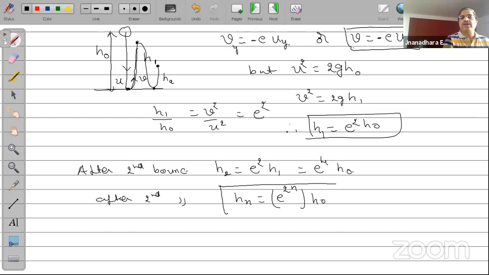So it will keep coming down as it proceeds. Remember, e is a value between 0 and 1, it's a fraction. So h2 will be lesser than h1, and h1 will be lesser than h naught. That's how it's going to be. So this is one case that I thought I should definitely tell you about.